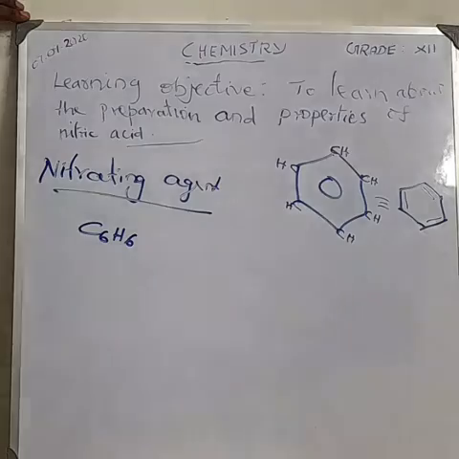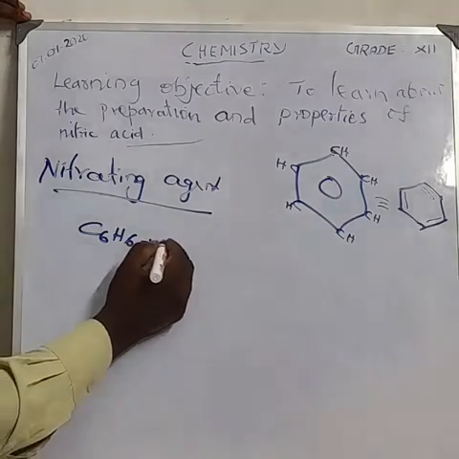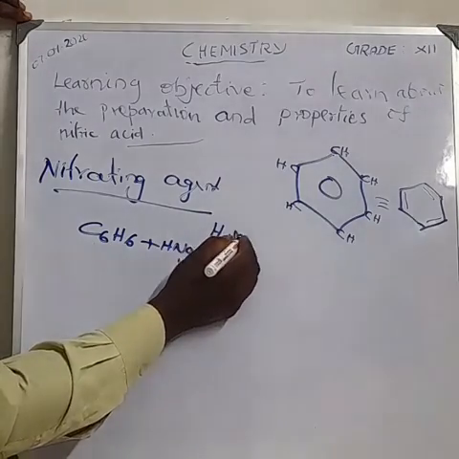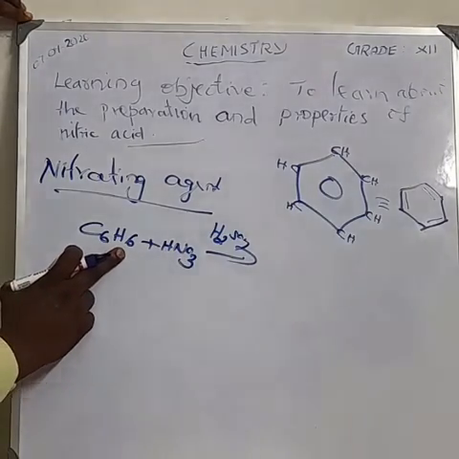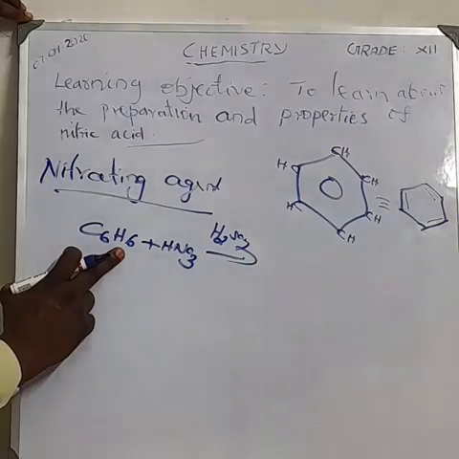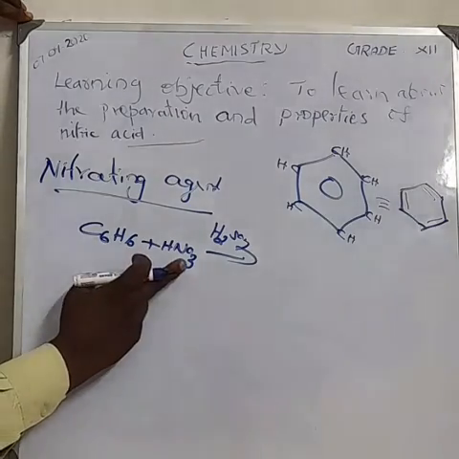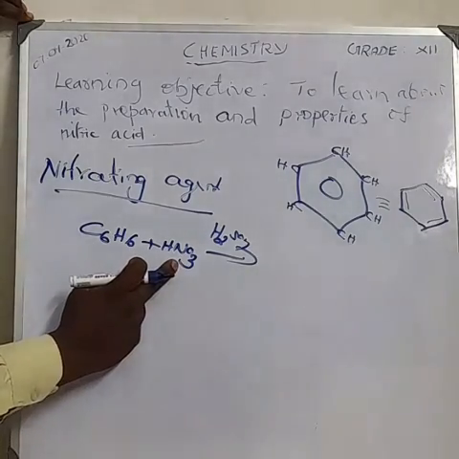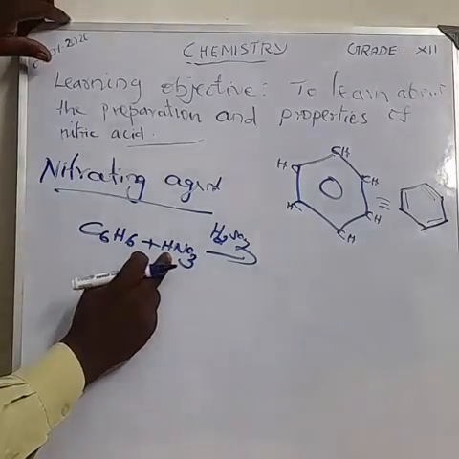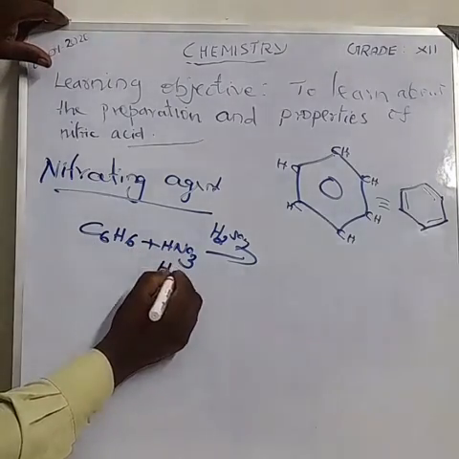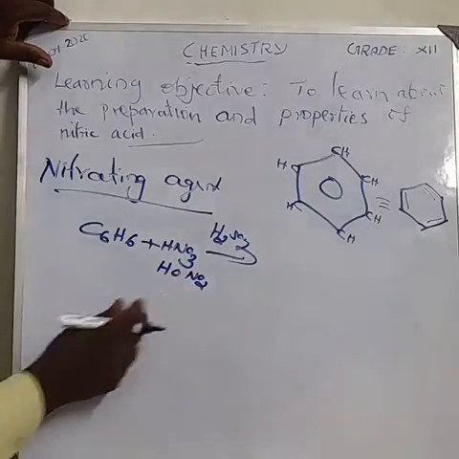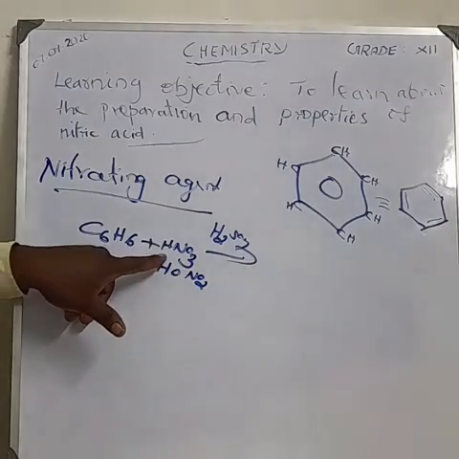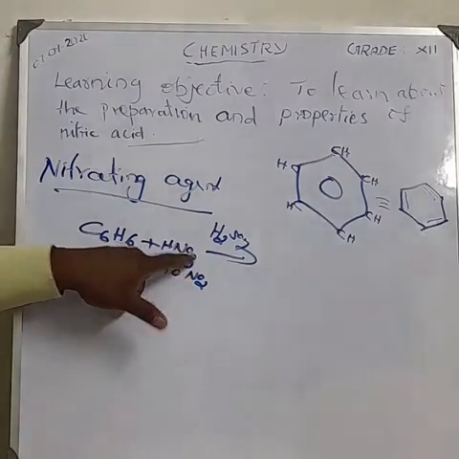This benzene reacts with the nitric acid HNO3 in the presence of sulfuric acid. Here, what is happening means one of the hydrogens combines with OH to form water. The remaining product, what is the remaining product? This nitric acid can be written as HONO2. Clear?